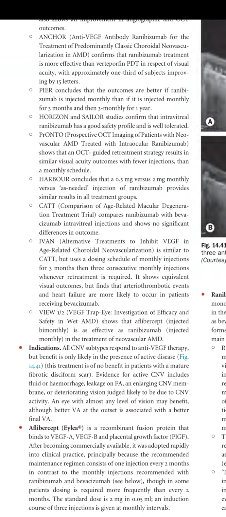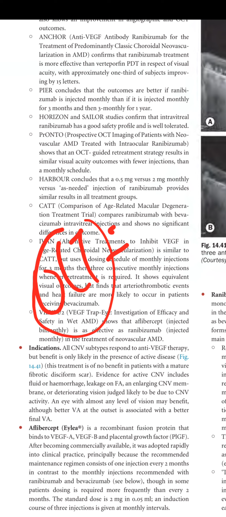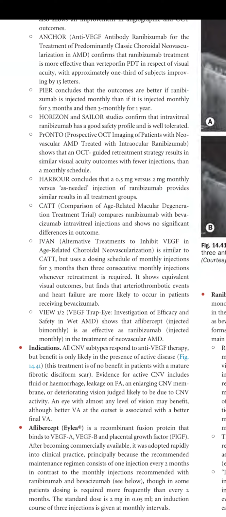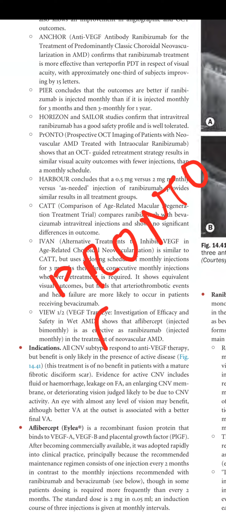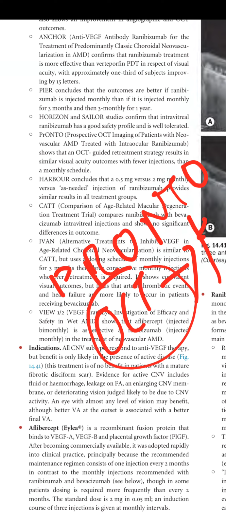Then there is the PRONTO study. PRONTO means it is an OCT based study. Prospective OCT imaging of patients with neovascular AMD treated with intraocular ranibizumab shows that an OCT guided retreatment strategy results in a similar visual acuity outcome with fewer injections than a monthly schedule. So in the PRONTO study, we give OCT guided treatment, and it shows a similar efficacy as the PIER study, but with fewer injections.